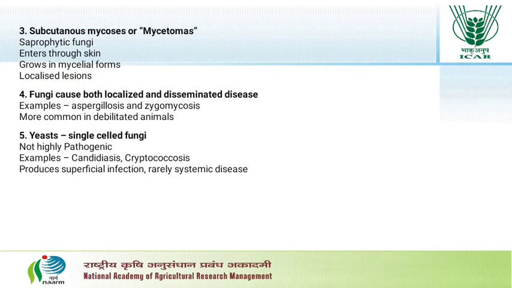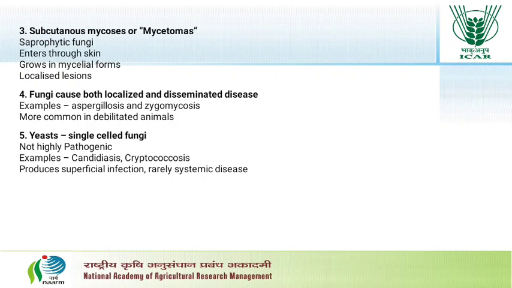Group 3. Subcutaneous mycosis or mycetomas. These are saprophytic fungi that enter through the skin and grow in mycelial forms, and these cause localized lesions. Group 4. These fungi cause both localized and disseminated diseases. Examples are aspergillosis and zygomycosis. These are more common in debilitated animals.